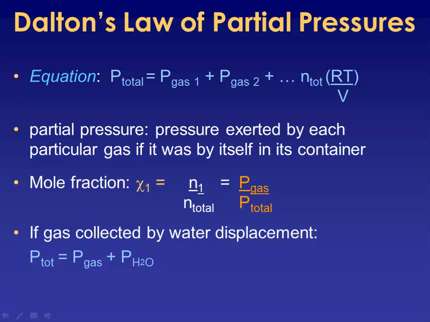So if you know the total amount of gas present in your mixture, you should be able to calculate the total pressure using PV = nRT. The partial pressure is what each individual gas would be contributing towards that pressure if it was by itself. And so basically, the moles of each gas are directly related to their partial pressure.